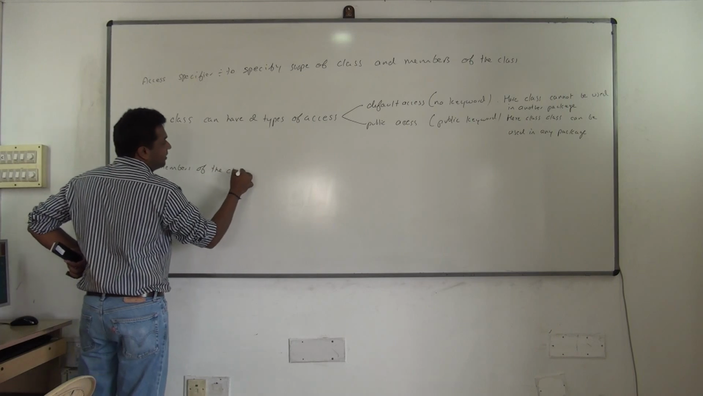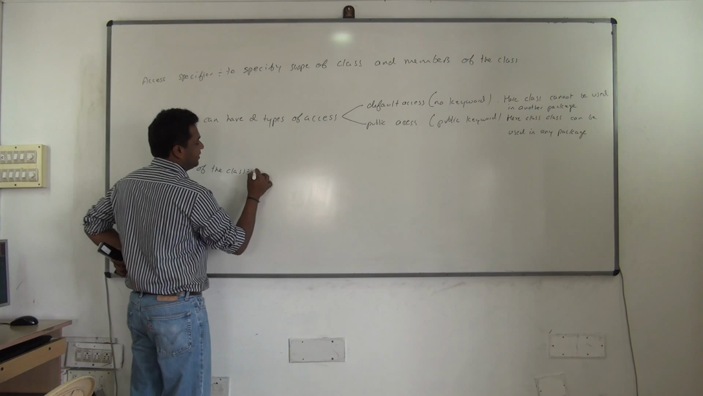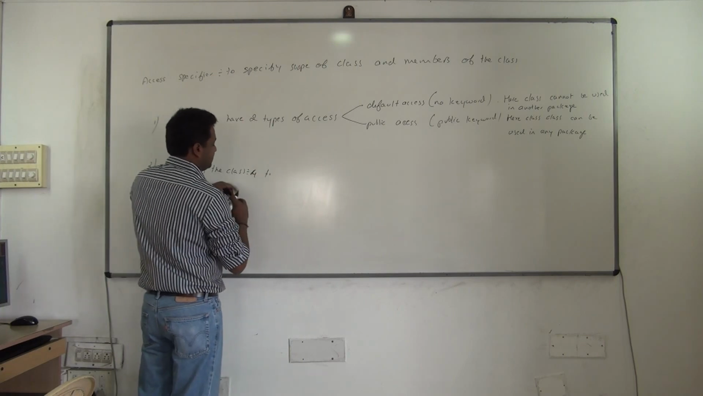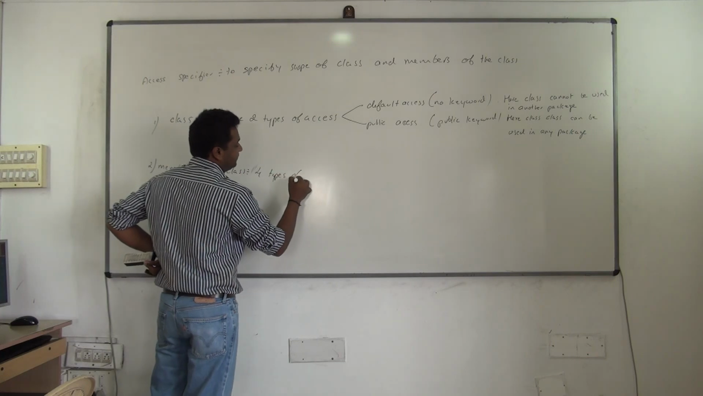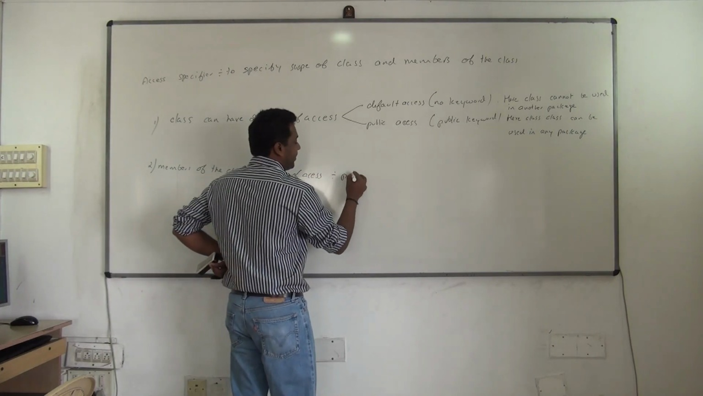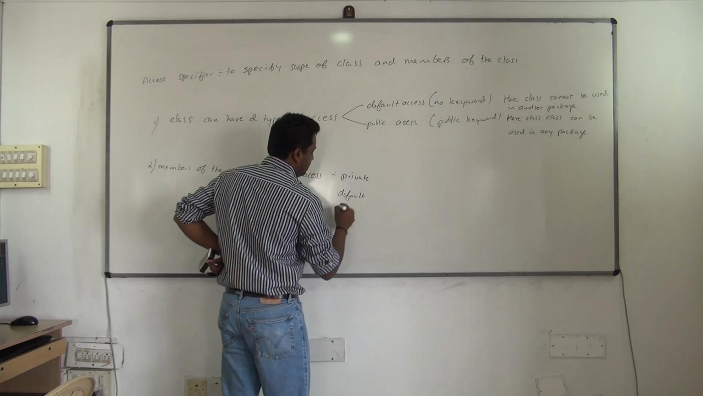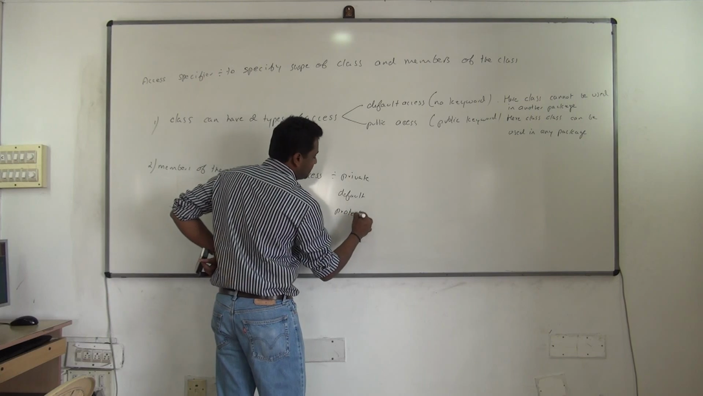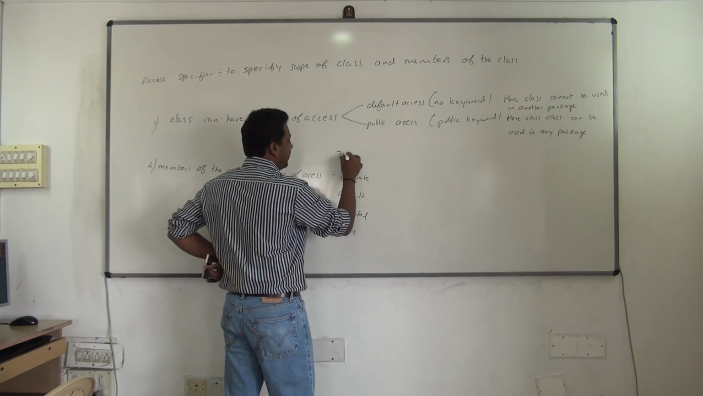The members of the class can have how many types of access? They can have four types of access. What are the four types of access? Private, default, protected, and public.